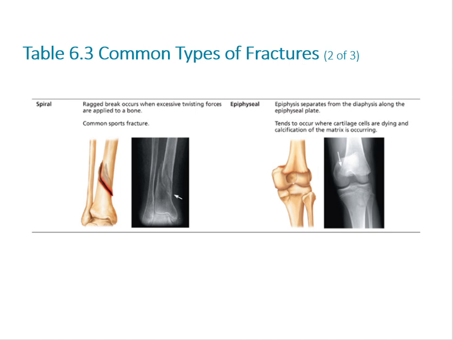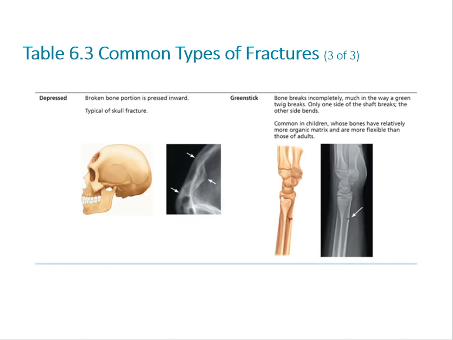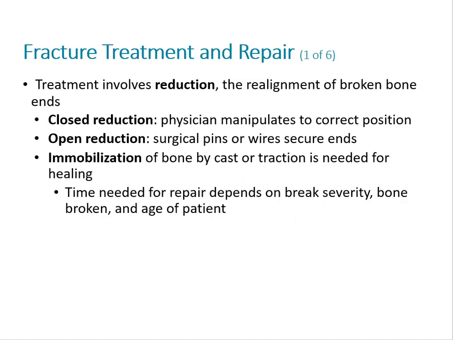It tends to occur when cartilage cells are dying and calcification of the matrix is occurring, and so you might have some abnormal bone development if that's occurring. Then there's depressed fractures. The broken bone portion is pressed inward. That's a typical skull fracture. And then greenstick fractures are more common in children because their bones have relatively more osteoid, or organic matrix, and therefore they're more flexible than those of adults. So a greenstick fracture is when bones break incompletely, the way a green twig breaks. Only one side of the shaft breaks and the other side bends.